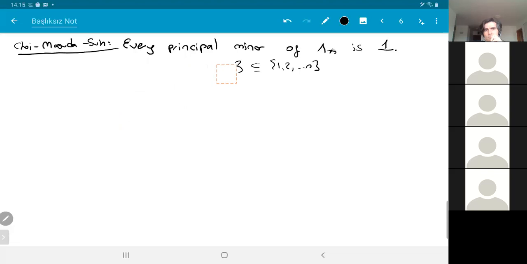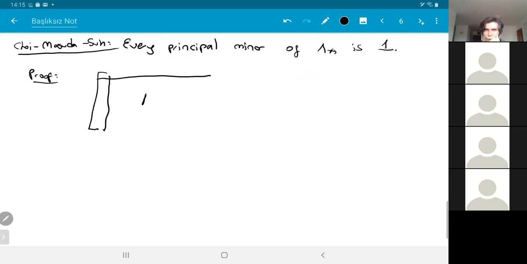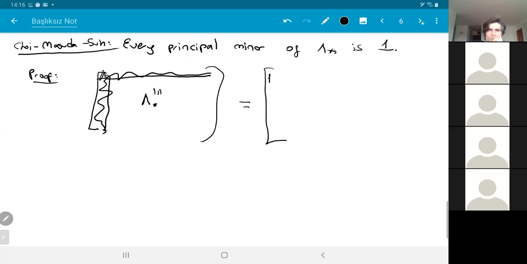Let me give an example of why this must be true. It's not a proof, but just the idea. Let's show why the principal minor corresponding to removing the first row and first column, let me call it gamma star 11, is one. Okay, I remove the first row and first column of gamma star, and I want to show you that the determinant of the remaining matrix is one. But the determinant of this matrix is equal to the determinant of the matrix, right, where I have zeros here.